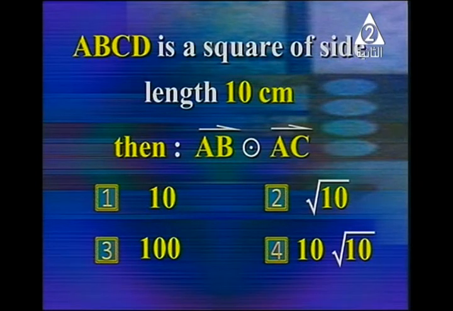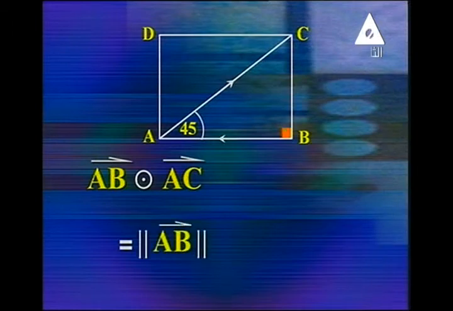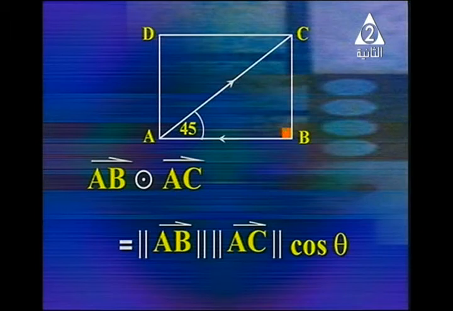Dear student, AB vector and AC vector are two vectors with the same starting point but different directions. Look at AB and AC, the angle between them is 45 degrees. Then AB dot AC equals what? Norm AB times norm AC times cosine of the angle between them. What is the angle between them? 45.